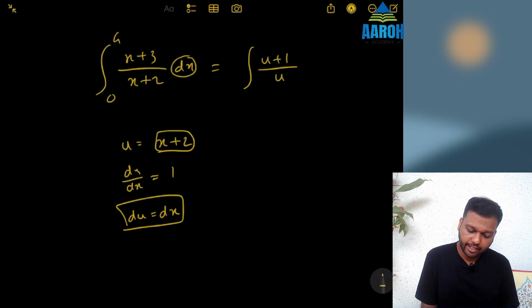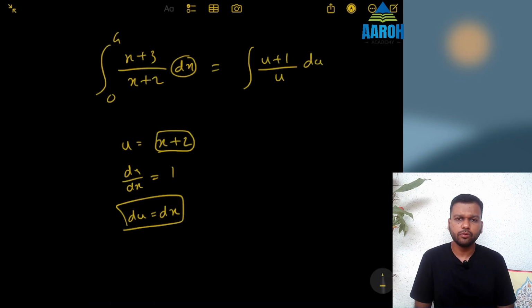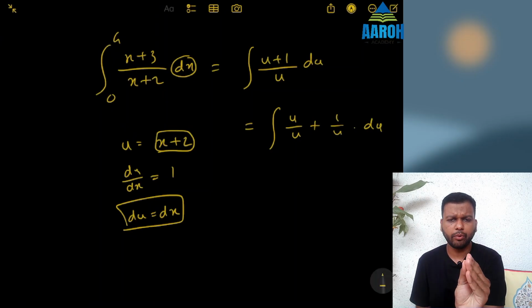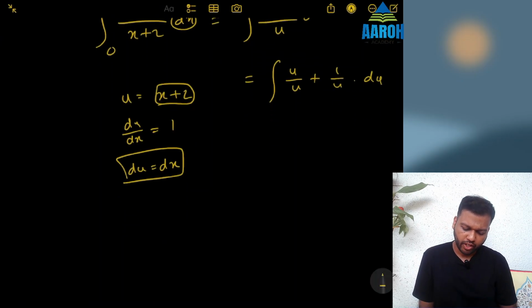We have already calculated du. So can I just split it? Integration of (u plus 1) by u. Why? Because if we take denominator common, it is u plus 1 by u. I can just split it now. Integration of u by u is 1, plus integration of 1 by u, right?